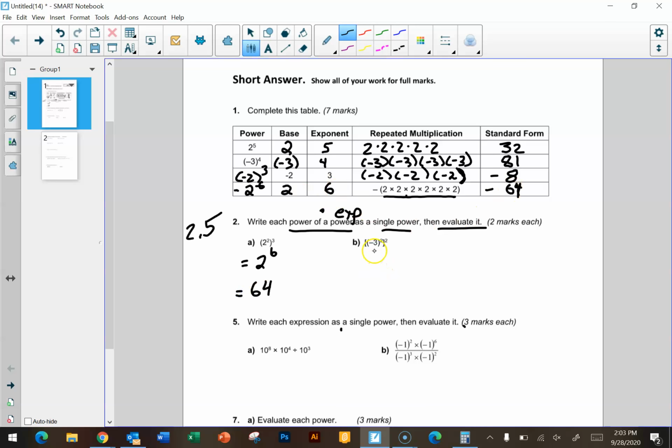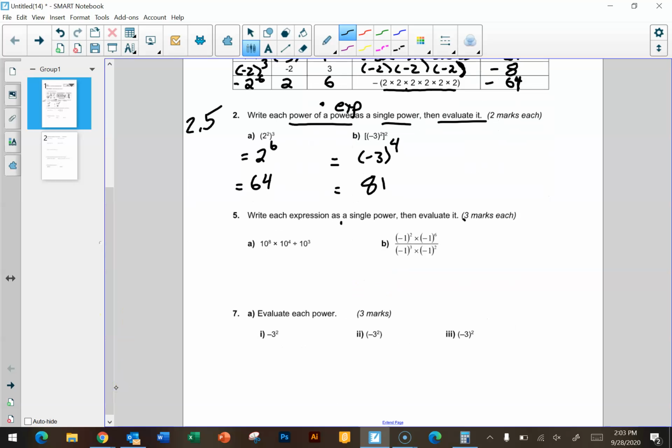Next one is negative 3 to the power of 2 to the power of 2. So let's write our base, negative 3, 2, to the power of 2, and then that to the power of 2. We're multiplying exponents. 2 times 2 is 4. Negative 3 to the power of 4, well, we actually did this one up here too. Negative 3 to the power of 4 is 81. So I guess that makes our math easy for those ones.